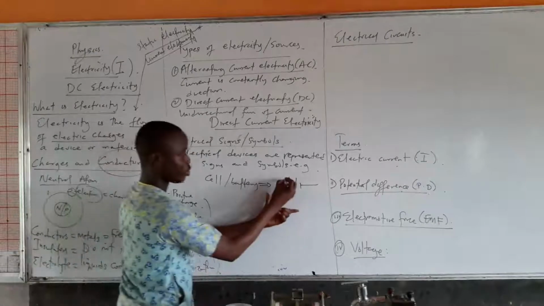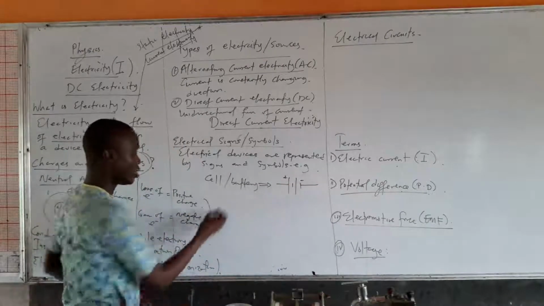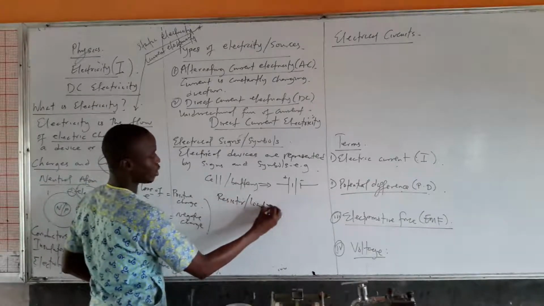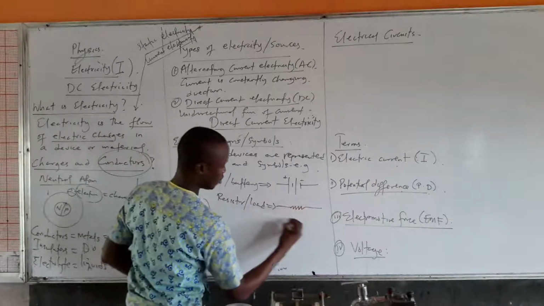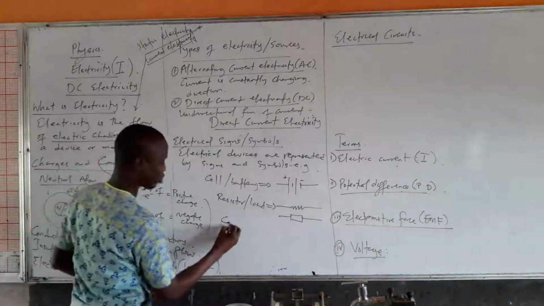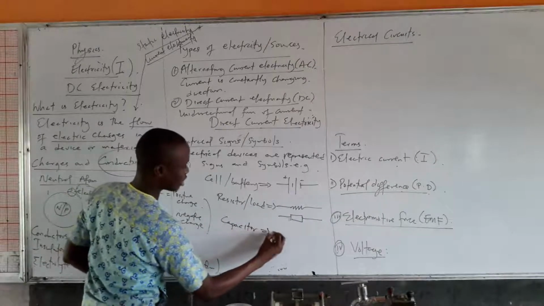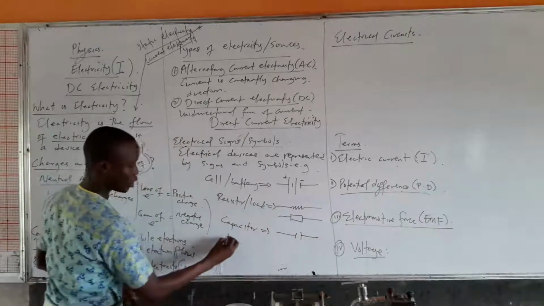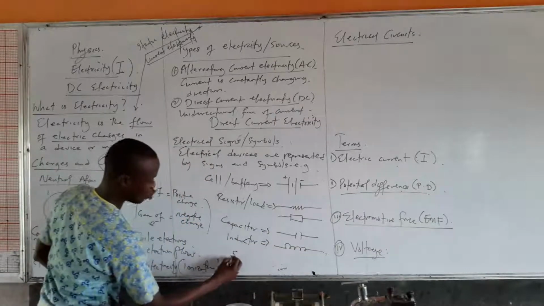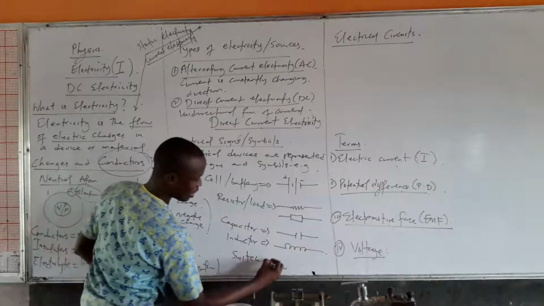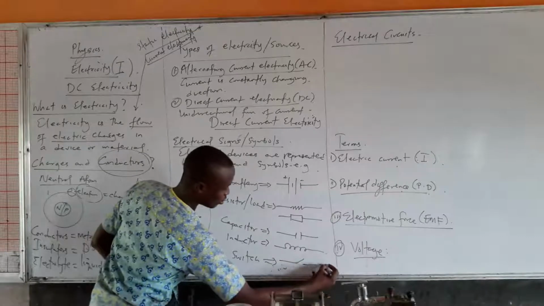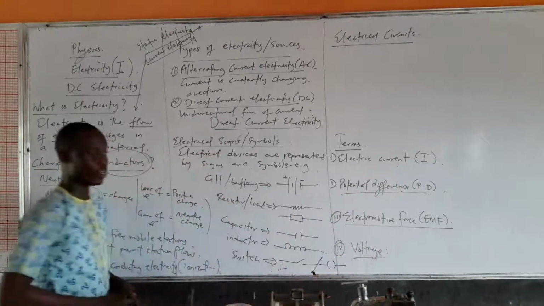This is a battery. Okay, this is the positive terminal, this is the negative terminal. This is a battery, while your cell is represented differently. Your resistor or load is represented as either this or this. This is your load or your resistor. You have your capacitor represented as this. This is your capacitor, inductor represented as this. Then the switch is represented as this. This is a switch, or you can do this. Okay, so any one of these is a switch.